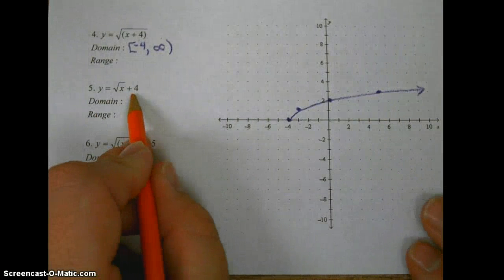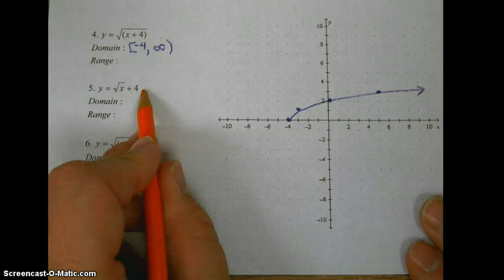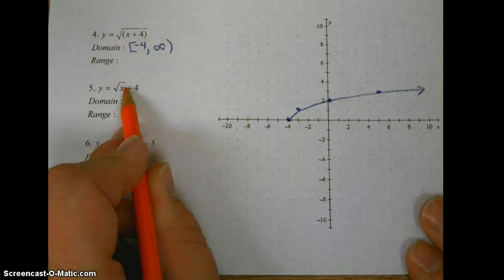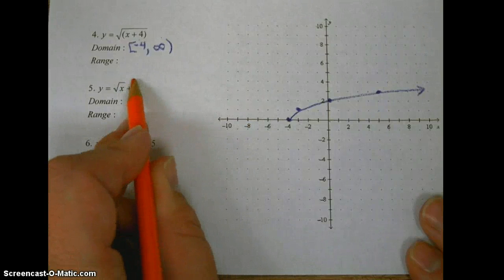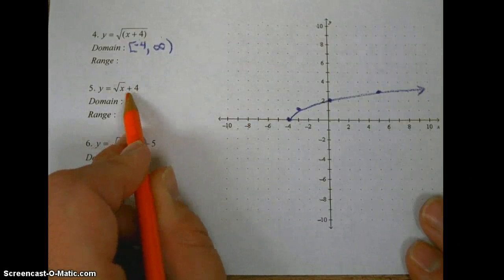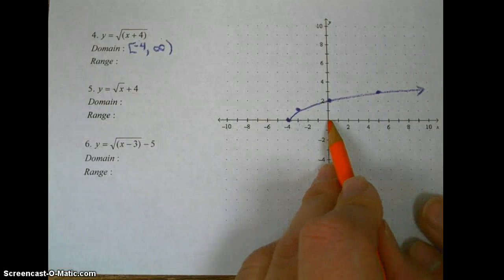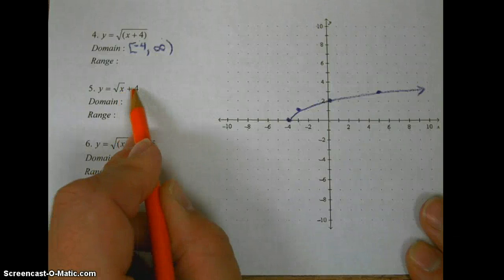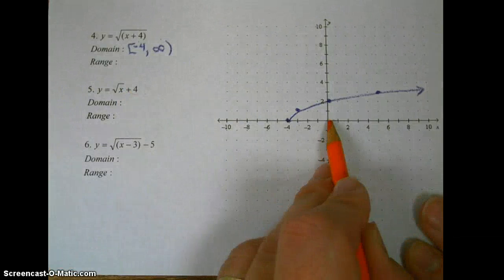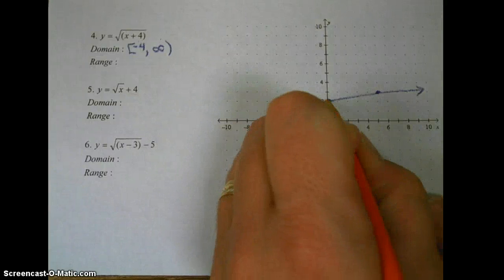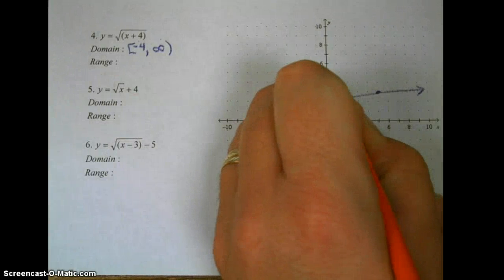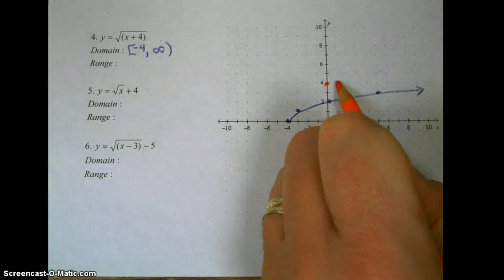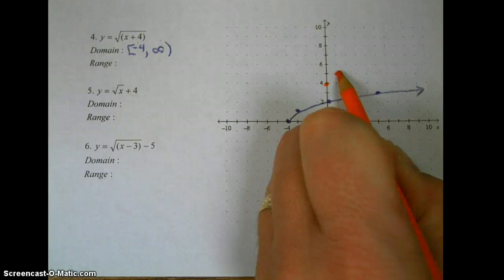The next one, we have the square root of x plus 4. Since the 4 is on the outside, this is a shift up 4 units. So starting at 0, if I plug 0 in, the square root of 0 is 0 plus 4, which is 4. So when we input a 0, our output is 4. Now let's follow that pattern. From this point, we go over 1, up 1 to get our first point.